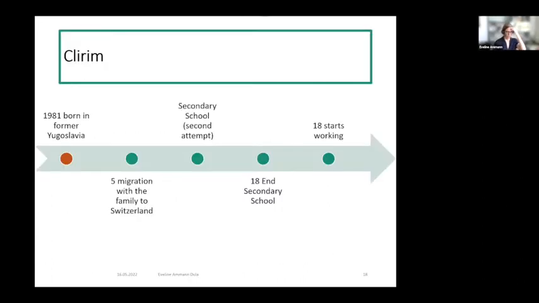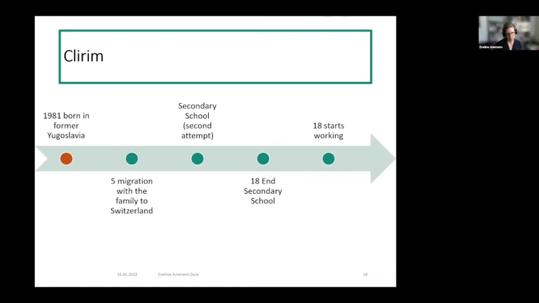To give an example of what I mean with the biographical approach, it's just one boy, or let's say one man of my sampling. He was born in 1981 in former Yugoslavia. He migrated at the age of 5 with the family to Switzerland. In Switzerland he went to school and secondary school, which we sometimes have at 2 levels, and this was the higher level, but he needed 2 attempts to get into the higher level.